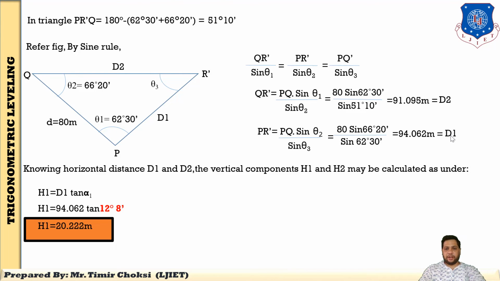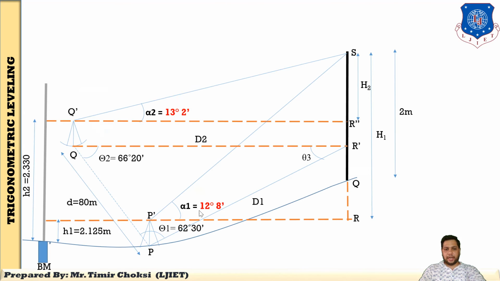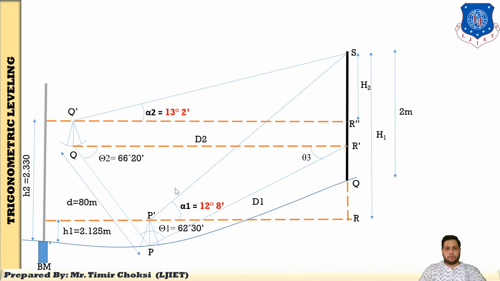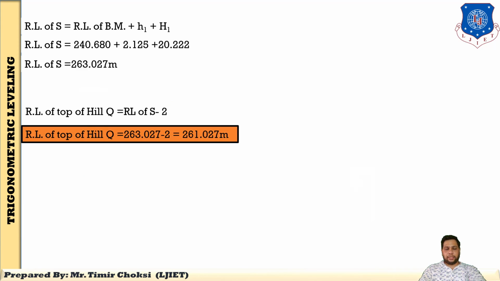After finding d1 and d2, you have to find the vertical component h1 and h2. The equation is h1 equal to d1 tan alpha 1. So h1 equals 94.06062, because this is the value of d1, times tan alpha 1. Alpha 1 is already given in the data as 12 degree 8 minute. Please students, here you cannot take the value of the horizontal angle. Here take the vertical angle, so don't make a mistake in the exam. So we get the answer of h1 as 22.222 meter.